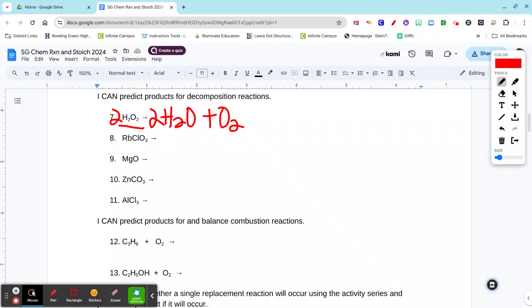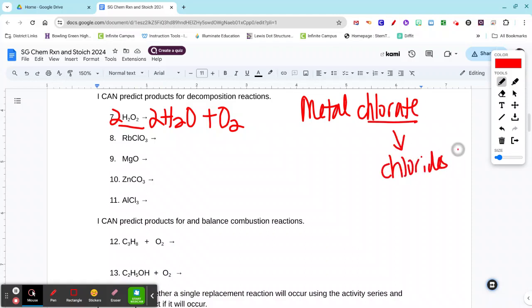The next one is a pattern. It is a metal chlorate. Chlorates will go to chlorides plus O2.